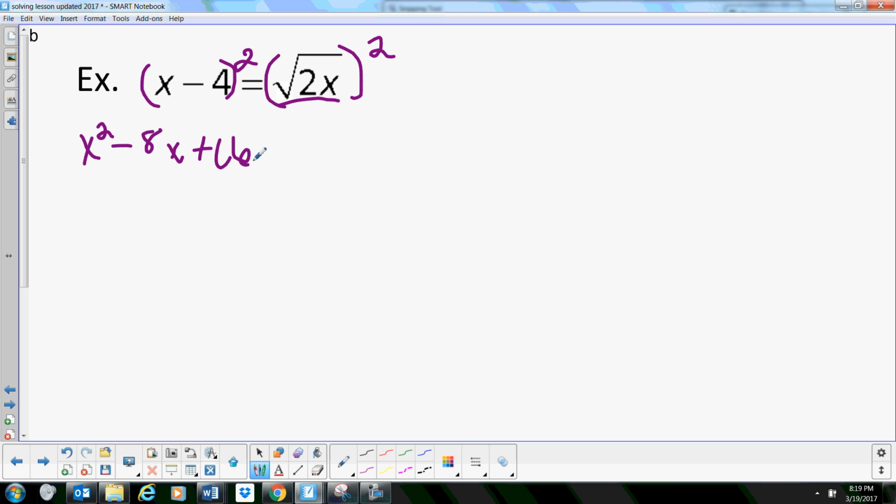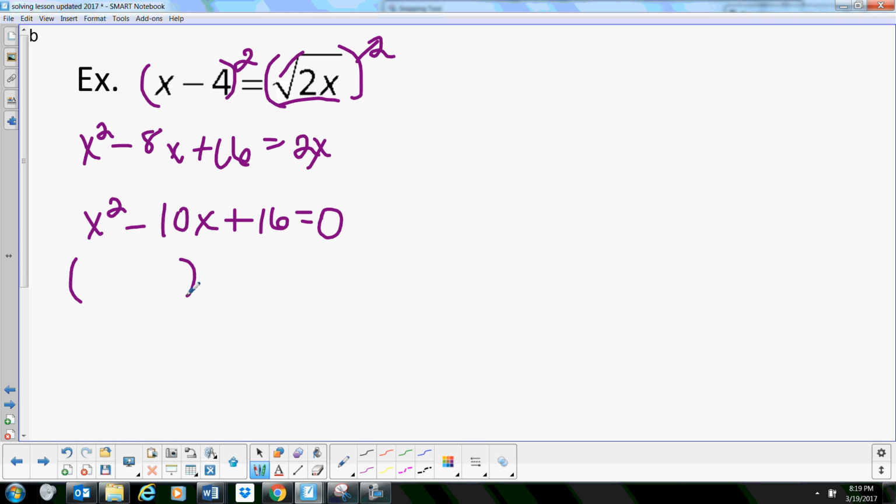And that is all equal to 2x. So let's bring the 2x over. So we get x squared minus 10x plus 16 is equal to 0. So let's try to factor this. What multiplies to 16 but adds to 10? And we know the answer is negative 2 and negative 8. So our two solutions are going to be positive 8 and positive 2.